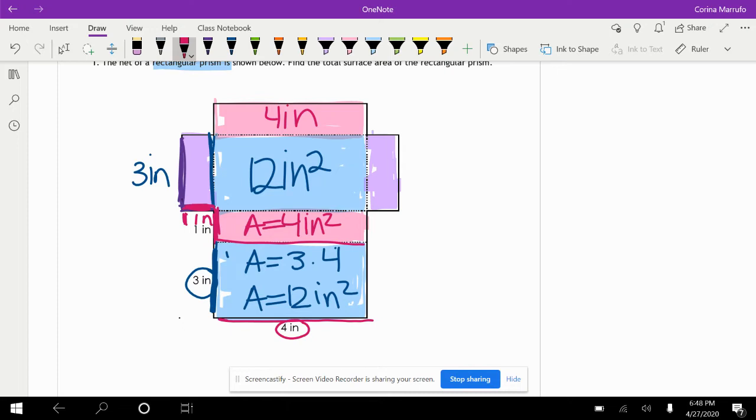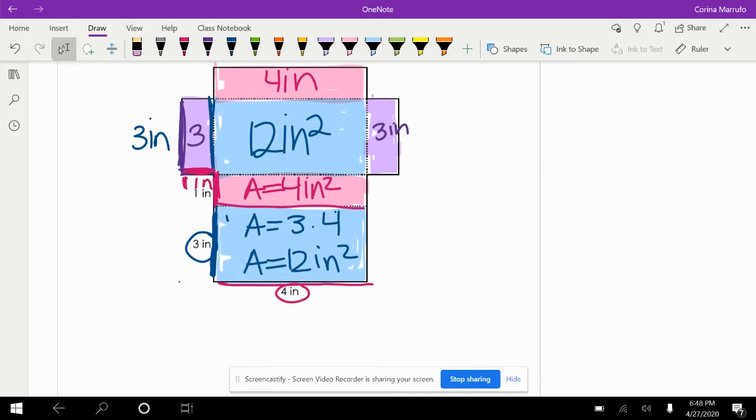Okay, so now that we figured out what the dimensions are, if we find the area of this purple rectangle, 3 times 1 gives us 3. And then the same for this one, 3 times 1 gives us 3. Okay, so now that we found the area of each shape, now we can find the total surface area. Okay, so SA, that stands for surface area. We're going to have to add them all up.